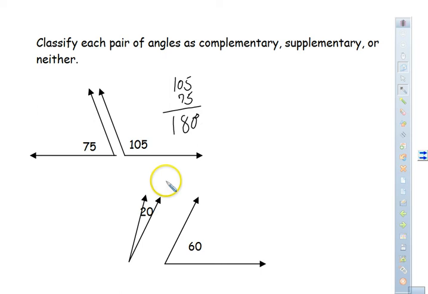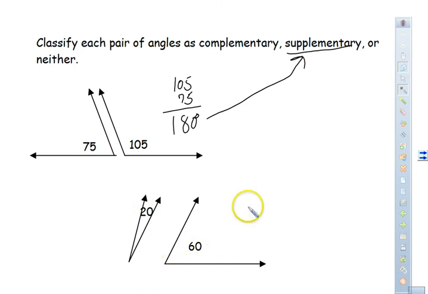So which one of those does it work with? Complementary, supplementary, or neither? Well, the answer would then be supplementary, because that's the one that equals 180 degrees. So the answer is supplementary. Go ahead and hit pause and solve this one and classify it as complementary, supplementary, or neither.